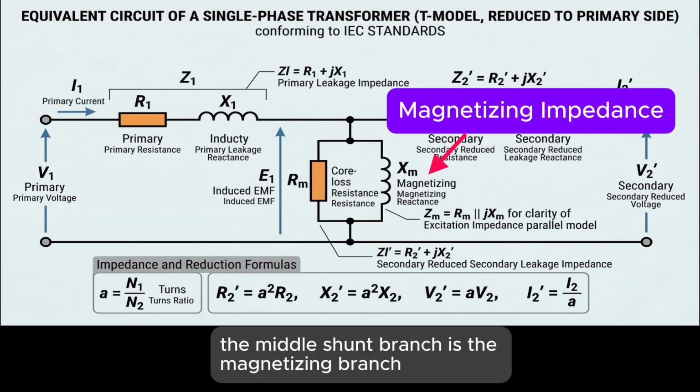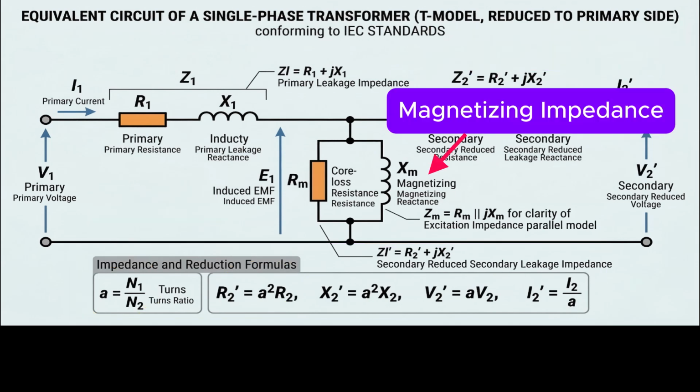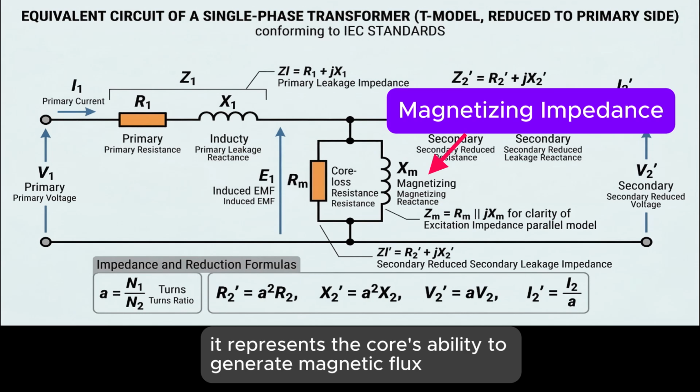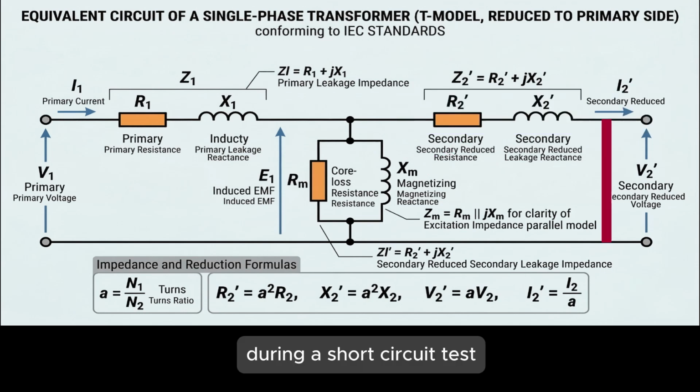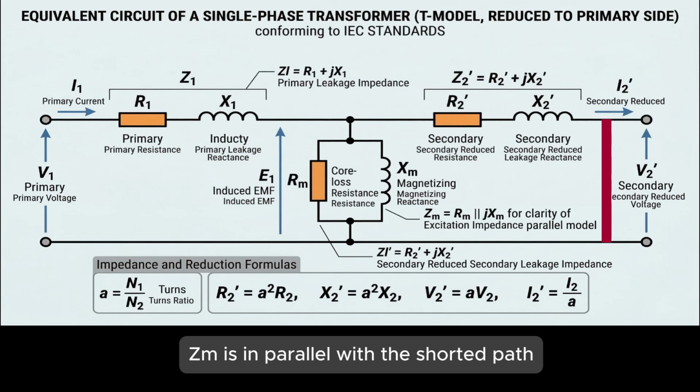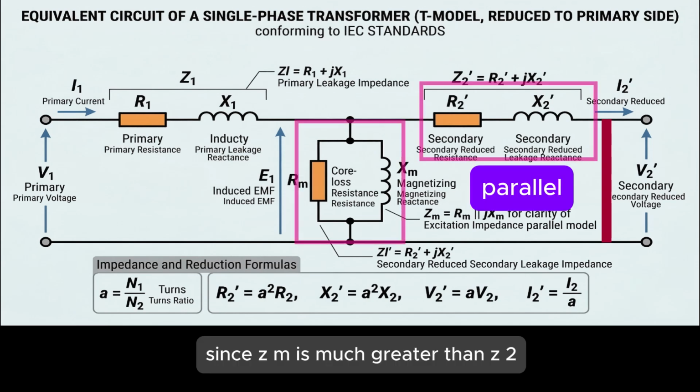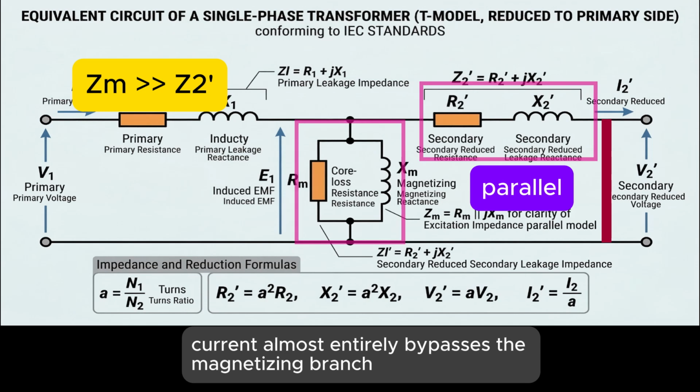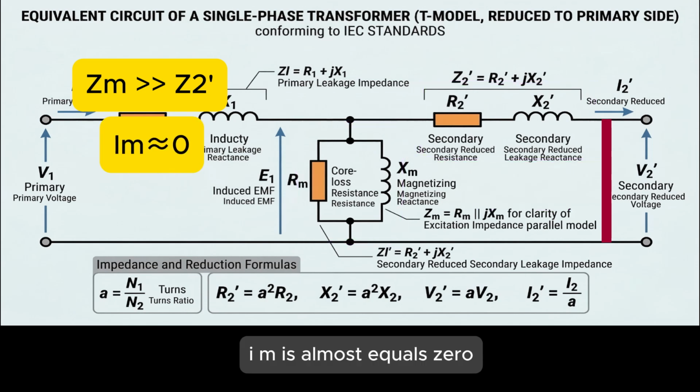The middle shunt branch is the magnetizing branch. It represents the core's ability to generate magnetic flux. During a short circuit test, Zm is in parallel with the shorted path. Since Zm is much greater than Z2, current almost entirely bypasses the magnetizing branch. Im is almost equal to 0.